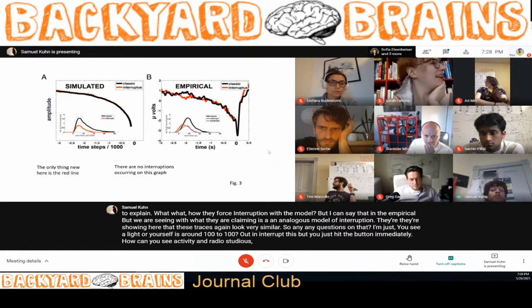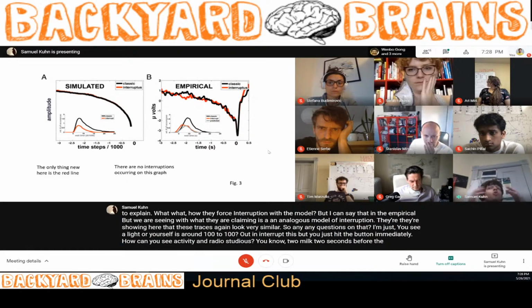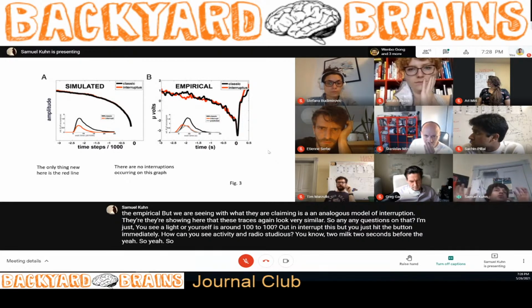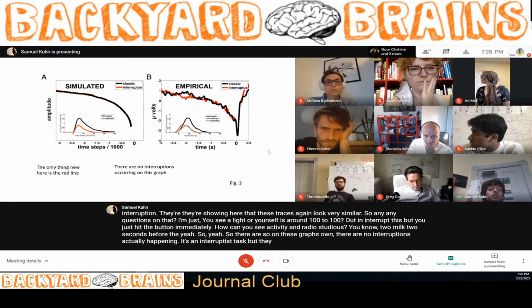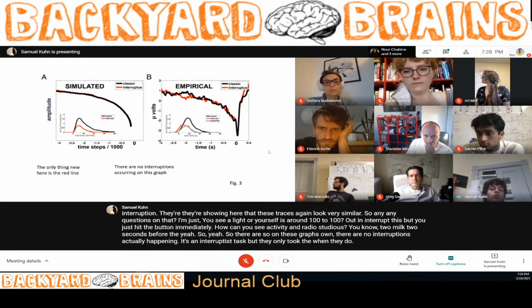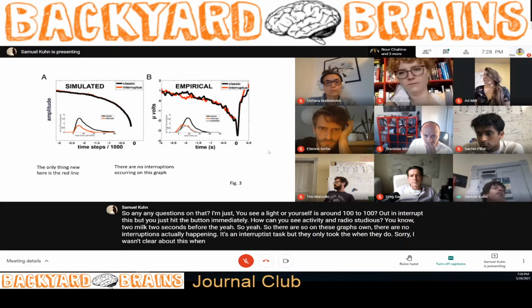So on these graphs there are no interruptions actually happening. It's an interruptus task, but they only took the data where, sorry, I wasn't clear about this. When they do the Libet interruptus task, they sometimes don't play the click before the person voluntarily chooses to move. So these are only including the data where they didn't have time to play the click before the person voluntarily did it.